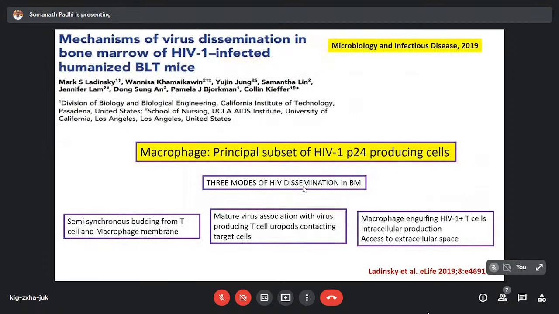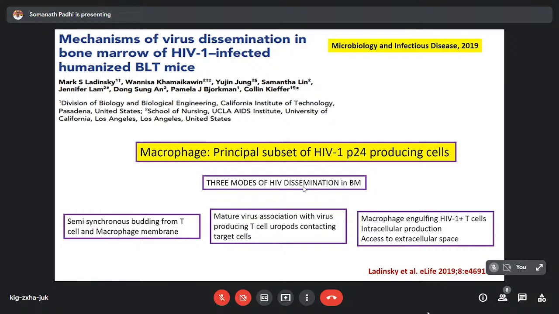Now, to further substantiate how this HIV infection occurs, this landmark study came in eLife, microbiology and infectious disease, in 2019, by Ladinsky et al. They hypothesized in these experimental studies that once HIV reaches the bone marrow, how does it disseminate inside the bone marrow? And they used what is known as bone marrow, liver, and thymic mice, and they found that macrophages are the principal subset of HIV-1 P24 producing cells. The bone marrow macrophage is the primary source of these infections, and there are three modes of HIV dissemination in the bone marrow.